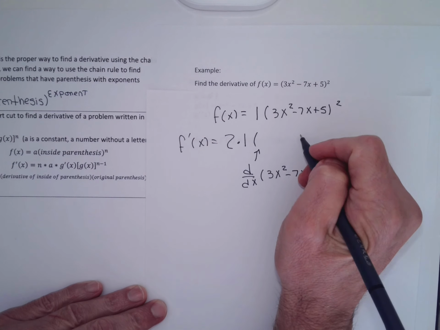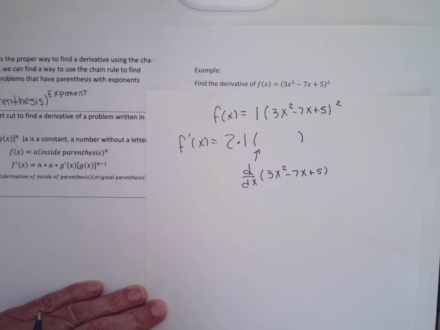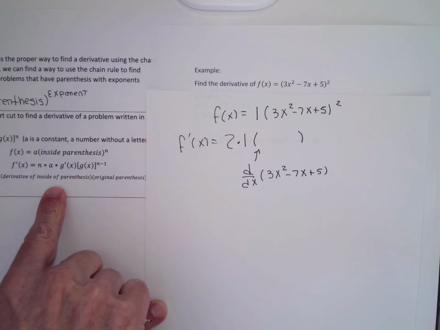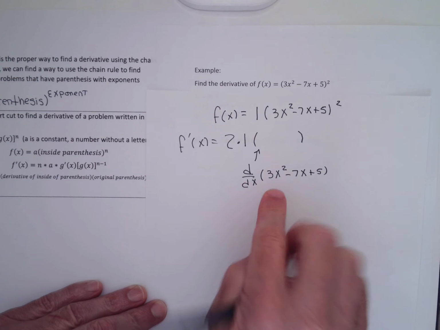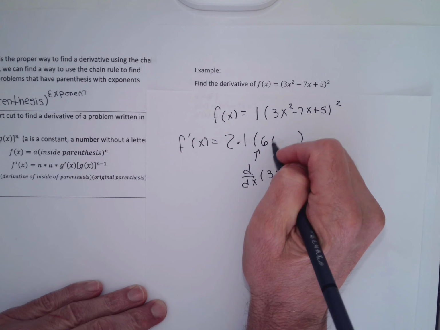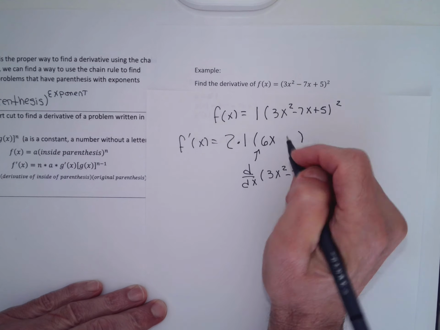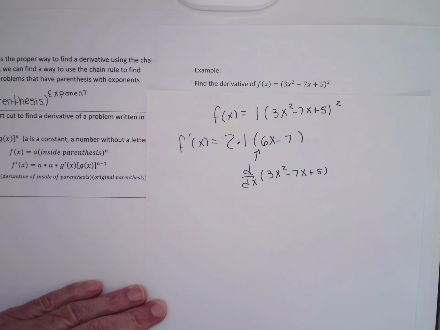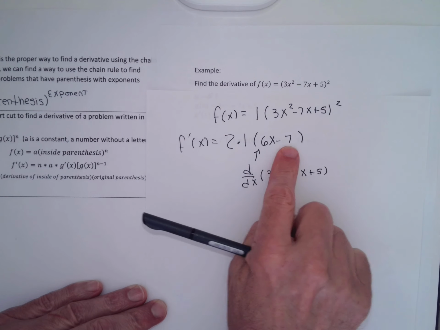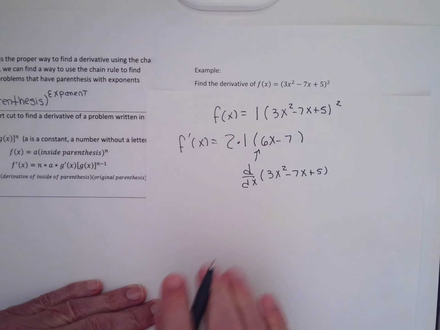Here, when I write the derivative of what's inside the parentheses, I need to use a parentheses because this is going to be a binomial. So the derivative of 3x squared is going to be 6x. The derivative of minus 7x is going to be minus 7, and the derivative of 5 is going to be 0. So the derivative of the inside of the parentheses is 6x minus 7. So this is part of it.